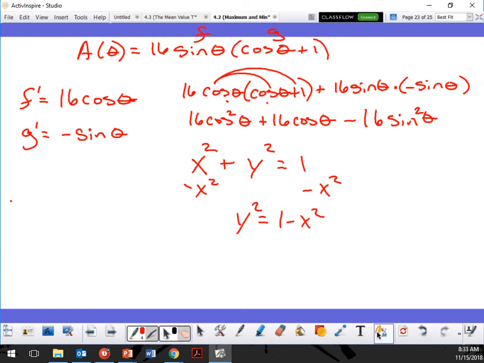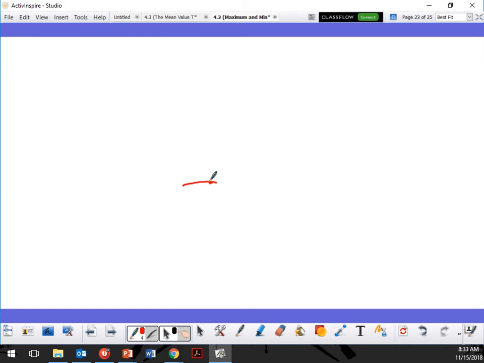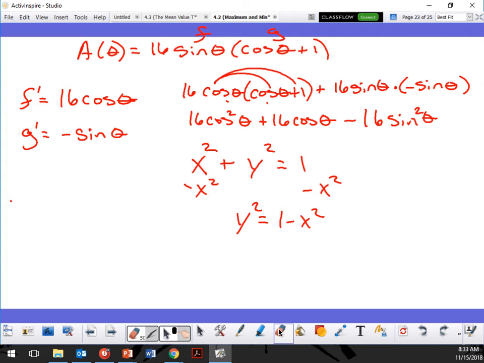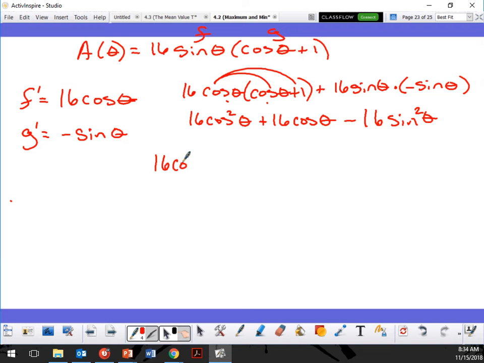So I'm going to replace this. I'm now going to replace this. So now it's going to be, bring it down, 16 cosine squared theta plus 16 cosine theta minus 16 parentheses. And what did I say I'm replacing sine squared with? 1 minus cosine squared. So 1 minus cosine squared theta.